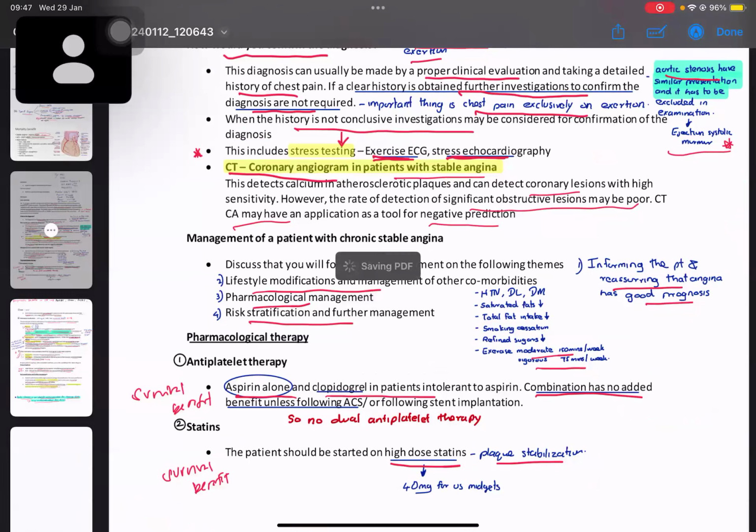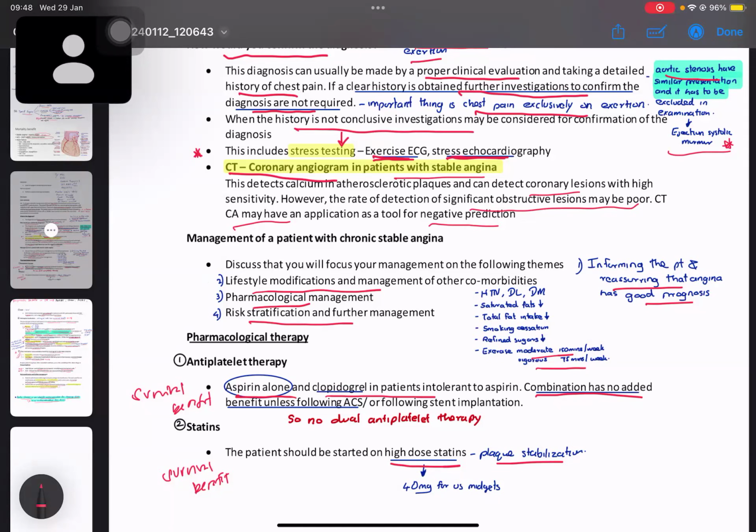Okay. Then you have to discuss the management of a patient with chronic stable angina. When they are asking about the management, don't jump directly to the pharmacological management. You have to always categorize your answer. For the management of chronic stable angina, first we have to inform the patient and reassure that this angina has good prognosis. This word itself cures half of the disease. So first you have to inform and explain about the condition to the patient.